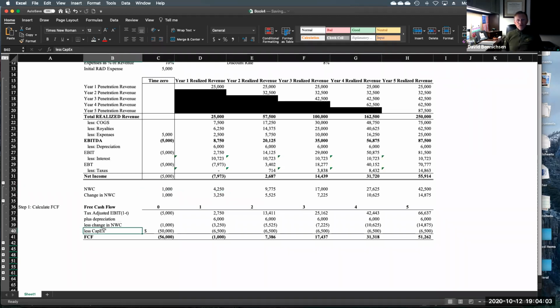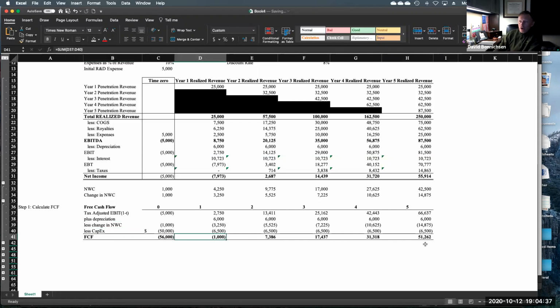And then we have to also back out the cash that we have to spend to keep the business running. So when we talk about free cash flow, we're looking at our tax adjusted EBIT plus depreciation minus our change in net working capital minus the capital expenditures that we have to shell out every year to keep the project running. And that gets us to our free cash flow for the business.